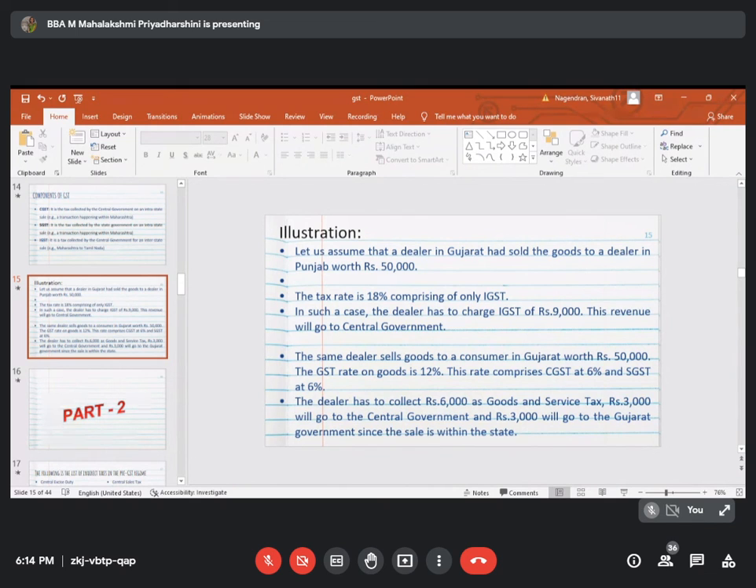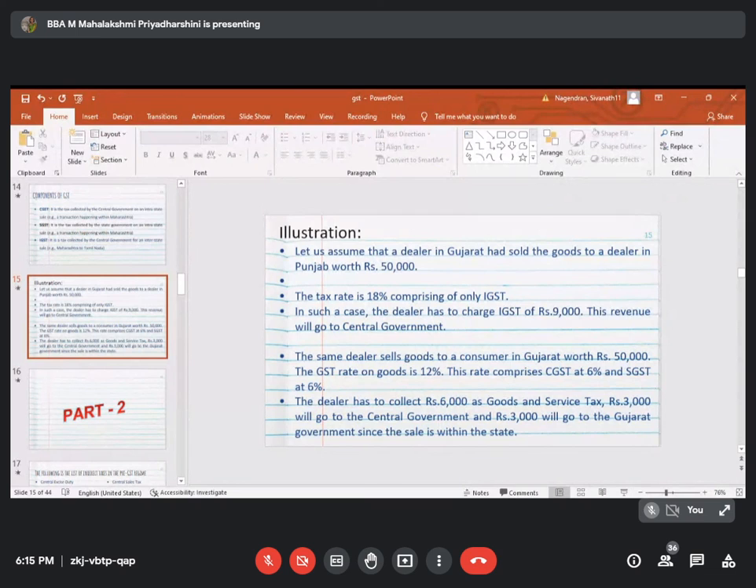We are assuming that a dealer in Gujarat is going to sell a product to a dealer in Punjab. The worth of the product is rupees 50,000. As the product is moving from one state to another state, the IGST rate is 18%. The tax rate is 18% for the particular product. It is moving from one state to another, so we are levying IGST, integrated GST. So from the 50,000 rupees, 18% is GST, so 9,000 is IGST.